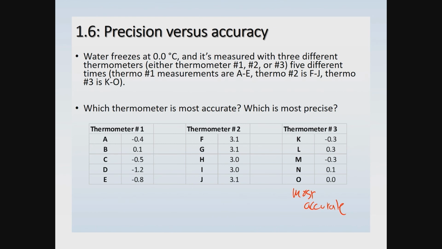So if you look at thermometer 1, thermometer 2, and thermometer 3, what you can see is that thermometer 2 has a bunch of measurements that are very close together. They're all close to 1/10 of a degree. Now, it's not very accurate. It's not close to the true value of the temperature of the water, which is 0.0 degrees, but that is not important. We're just looking for the thermometer that gives you the measurements that are all closest together, and so that thermometer will be the most precise thermometer. So thermometer 2 is the most precise.